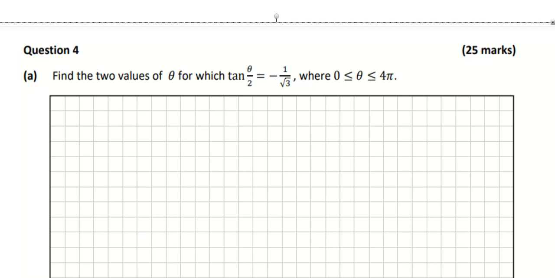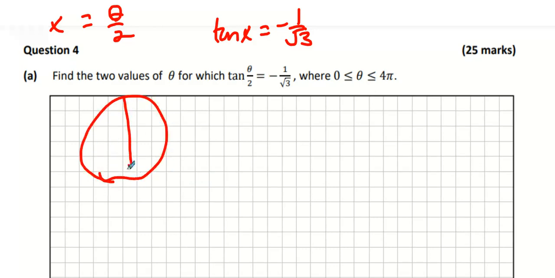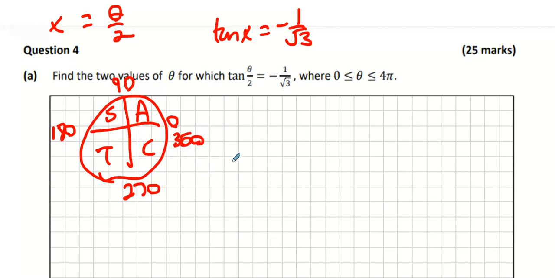We're on to question 4A here on the 2020 paper, I believe. And we're given just another standard question. I might just call this tan x equals minus 1 over root 3, where x equals theta over 2. Now it's in radian form, so we're going to go for ASTC here. A is 0 to 90, S is 90 to 180, T is 180 to 270, C is 270 to 360. And we're going to try and solve this.